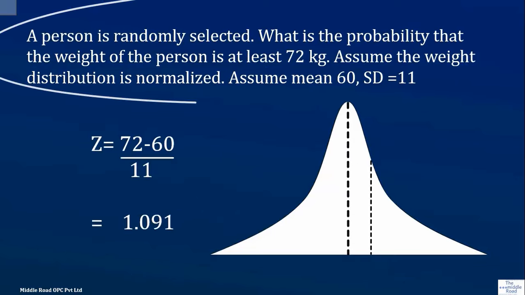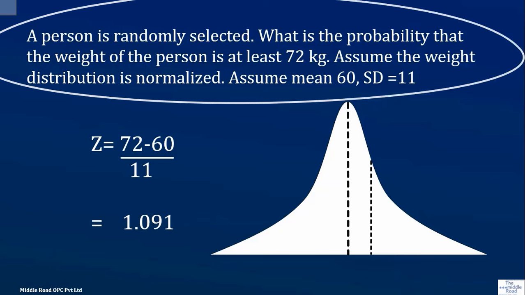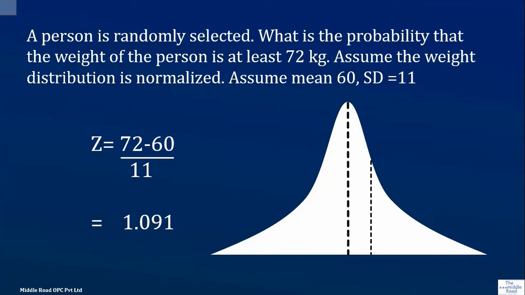Look at another example. A person is randomly selected. What is the probability that the weight of the person is at least 72 kgs? The mean is 60. The Z value is positive. Calculated using the same Z score formula, the Z score comes as 1.09. 1.09 is roughly 1.1 deviations up from the mean. If the mean is 0 here, this is coming as 1.09.